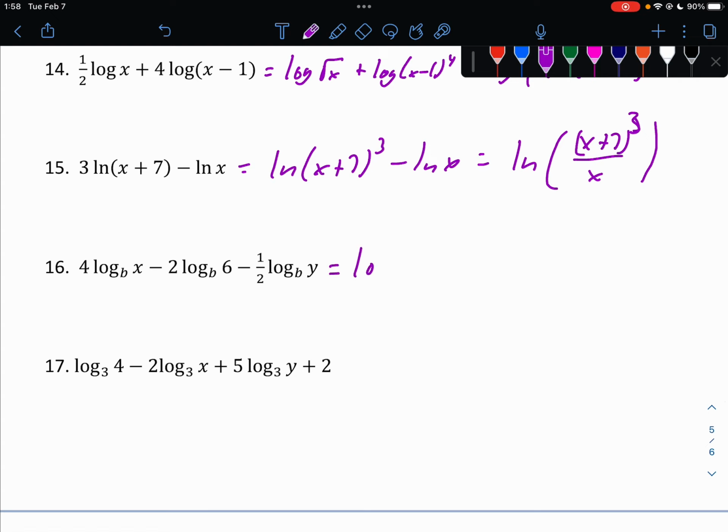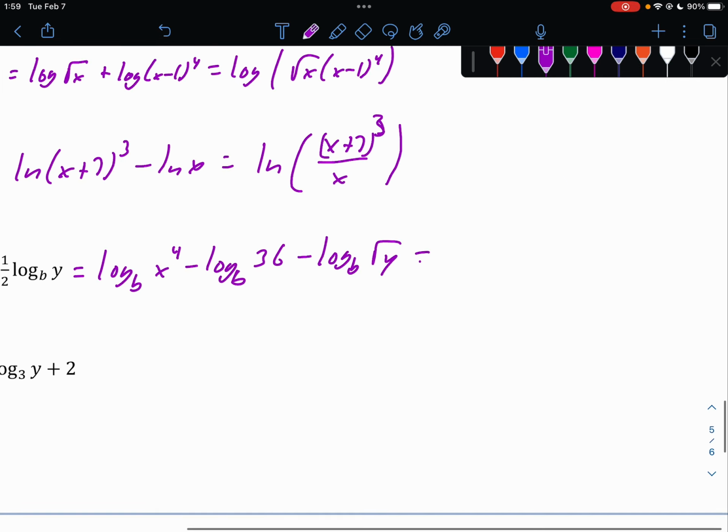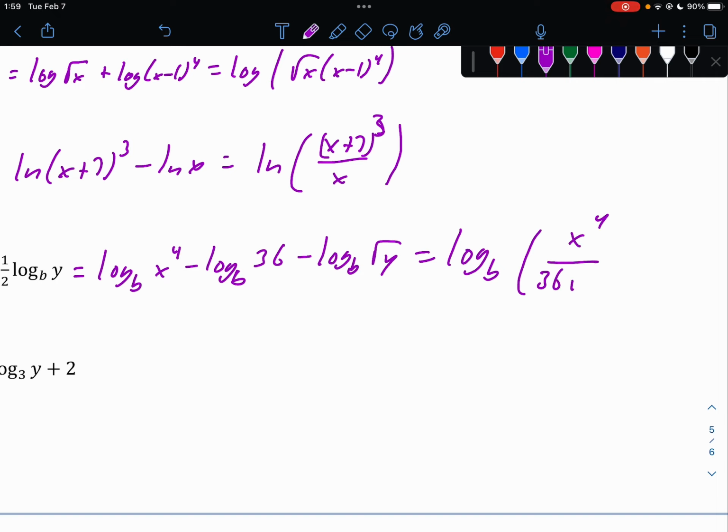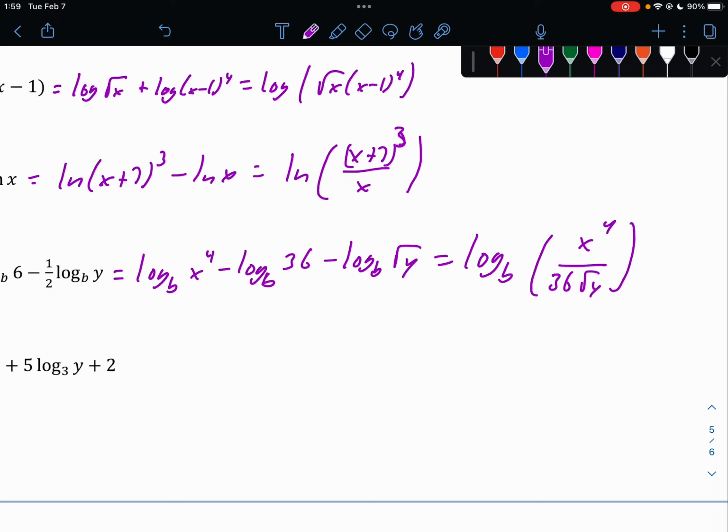Number 16: log base b of x to the 4th minus log base b of 36, right? 6 squared is 36, minus log base b of root y. And now one big logarithm: x to the 4th goes in the numerator, and then 36 root y in the denominator, because they both have negative logs.